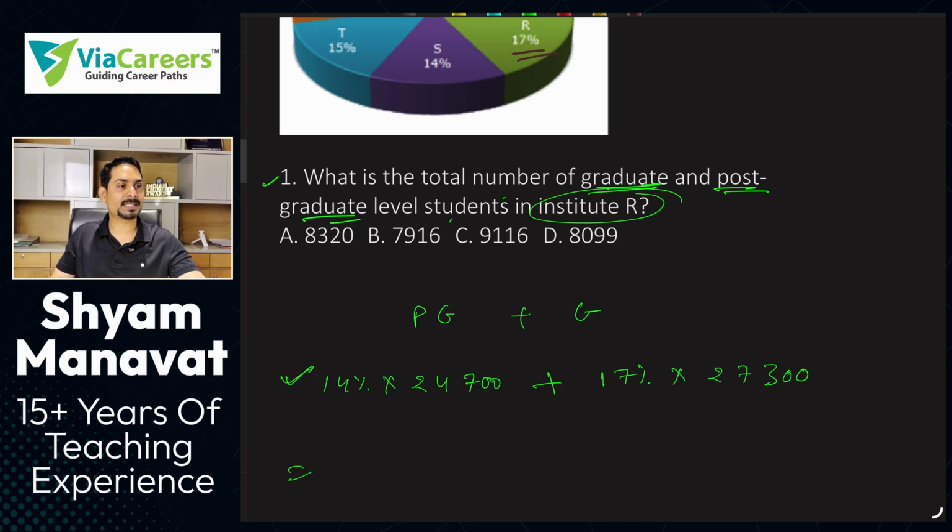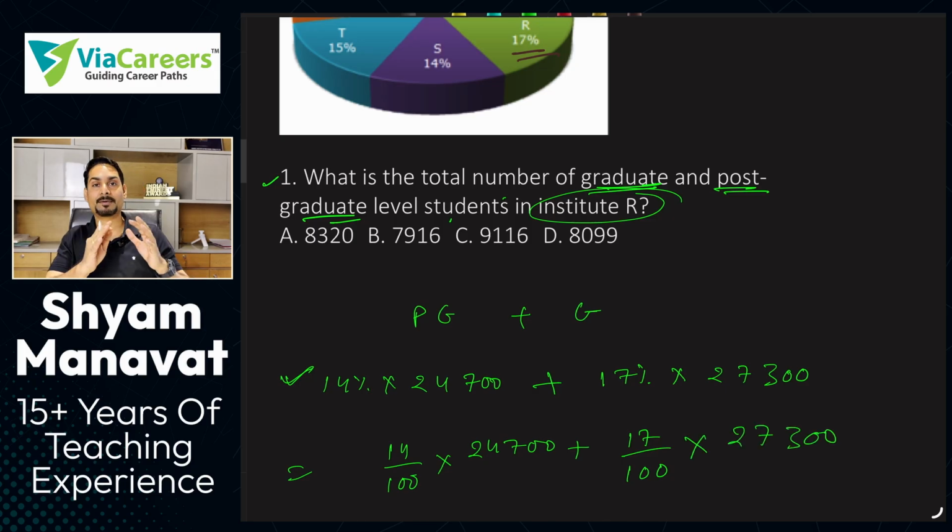So if you simplify this part, I hope you know how to simplify, remove the percentage sign. So this becomes 14 by 100 multiply by 24700. I repeat myself again, guys, in the concept classes, we are learning how to interpret the data from the given format of data presented.